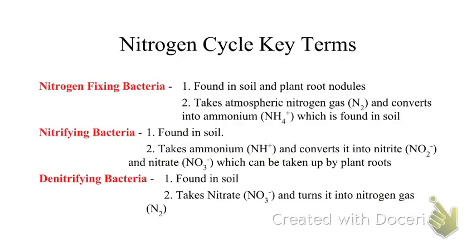So here are the main terms. Remember, there are 3 types of bacteria. Nitrogen-fixing bacteria is the one that takes the nitrogen gas from the atmosphere and makes it into ammonium. Nitrifying bacteria, which is found in the soil, takes the ammonium and converts it into nitrite and nitrate. Nitrate's the good one because it can be taken up into plant roots for growth. And then for the rest of the nitrate that hangs around, there's denitrifying bacteria that returns it to the nitrogen gas.